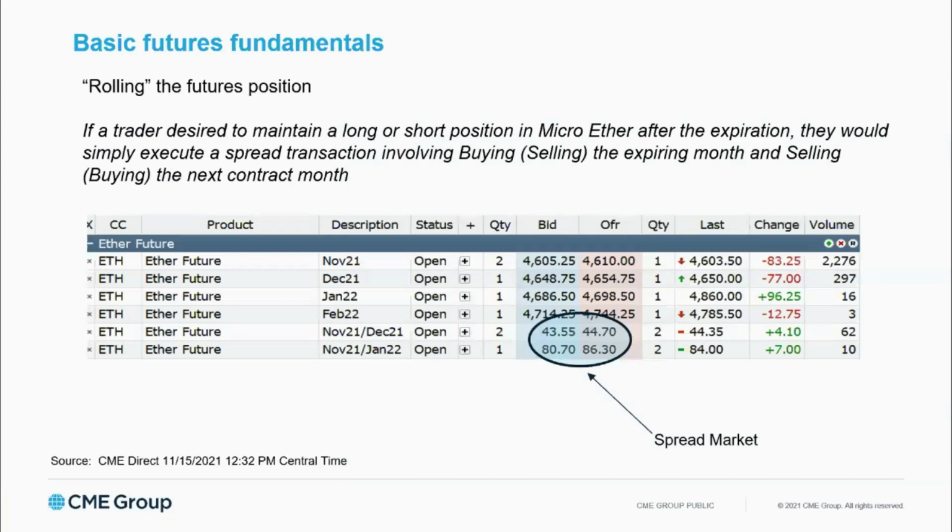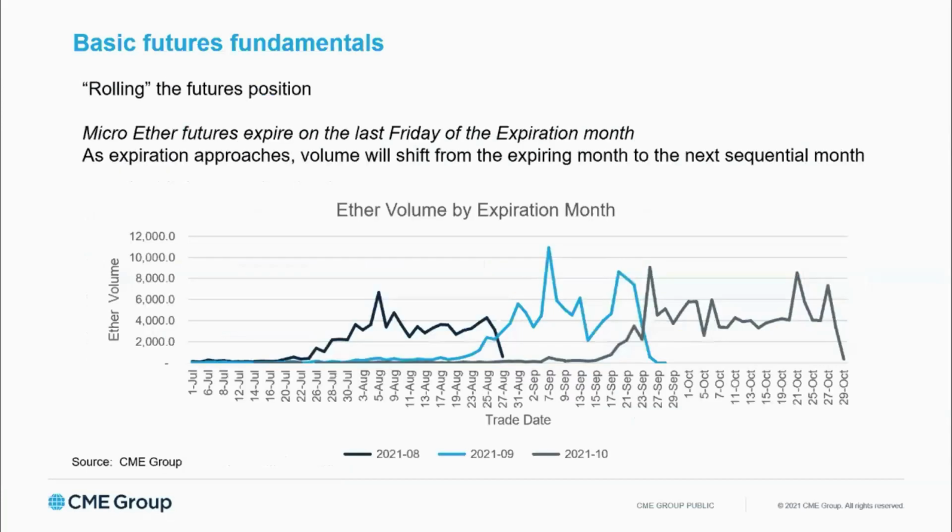What I want to touch on briefly is, if you want to roll a position and maintain that exposure going into that next month, be cognizant of when that roll starts happening and when you see that volume start shifting from that front month over into that next sequential month, because you never want to get stuck in a thin market. So be cognizant of when that volume starts shifting. Here's a really simple example.